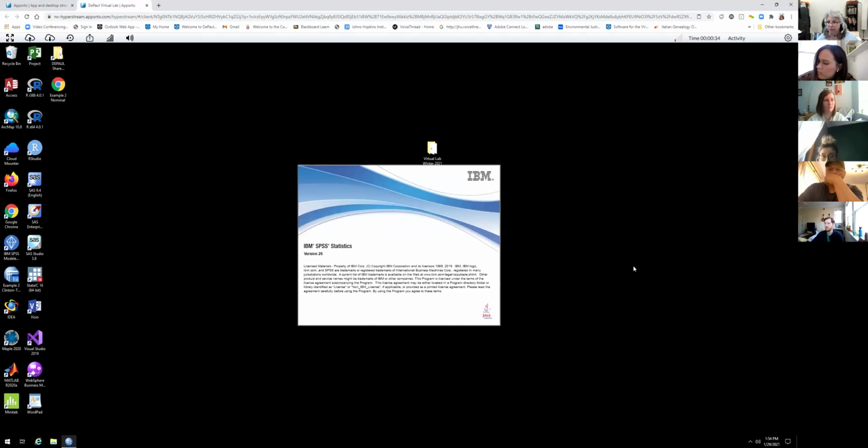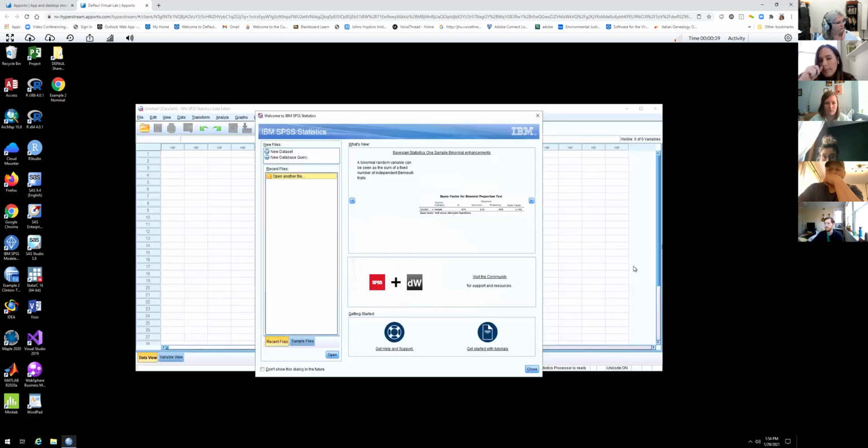This is the actual program. Okay, this is what it looks like when you open the program. So it's asking you right now, do you have a data set you want to use, or do you want to create a new data set? If I hit, and it already put me there, the open another file, that's telling me, do you want to go get a file? And if I basically cancel out of here right now, I would set up a file.